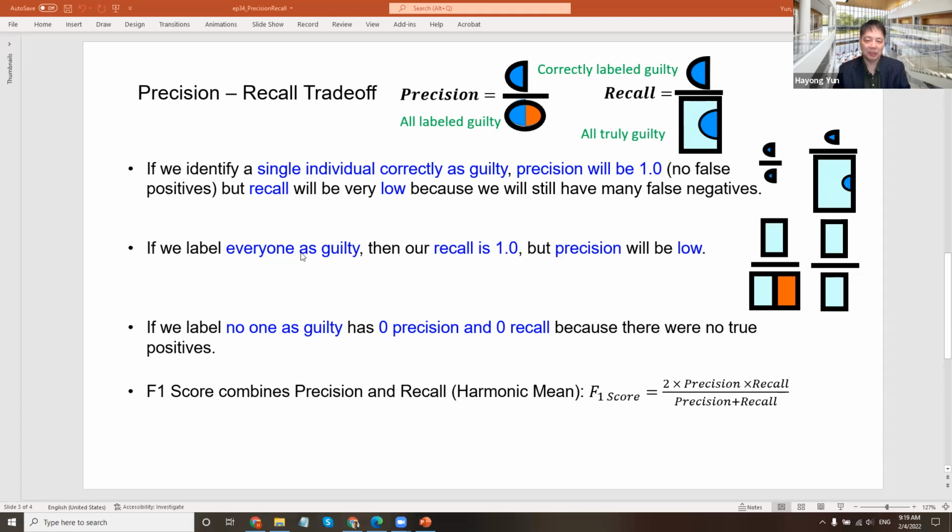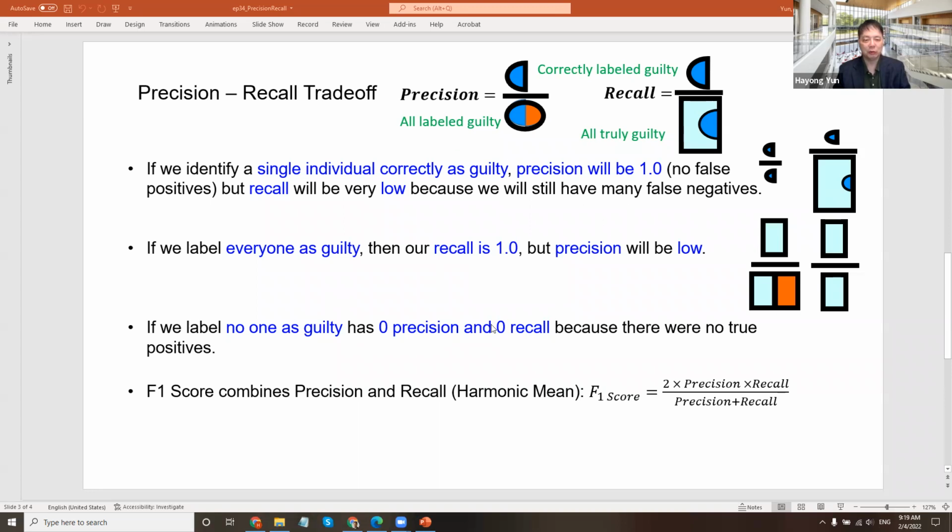On the opposite hand, if you accuse everyone, then your recall is 1, isn't it? You accused everyone, so you certainly catch all the bad ones. But the precision is low because you also accuse a lot of innocent ones. So the precision catches that kind of pitfall. And if we label no one as guilty, it has 0 precision and 0 recall.